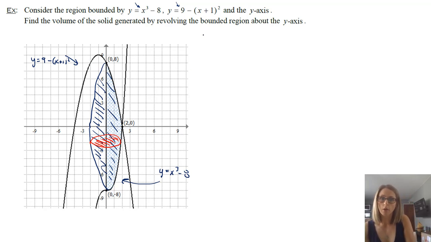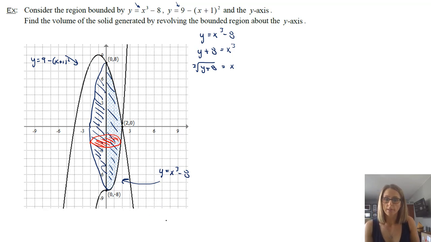So let's take y equals x cubed minus 8. That is the same as y plus 8 equals x cubed, and therefore the cube root of y plus 8 equals x. All right, so that's this function down here.